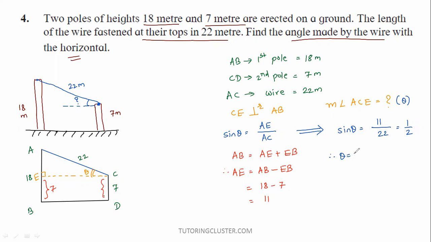We know sine 30 degree is 1 by 2. So what is the angle made by the wire with the horizontal? Theta degree. Okay, you can write here like this. Therefore, the angle made by the wire with horizontal is equal to 30 degree. This is the final answer. So this is how we have to approach the given example.